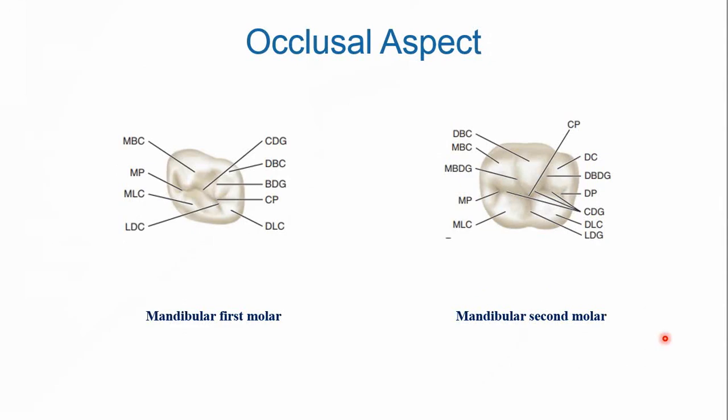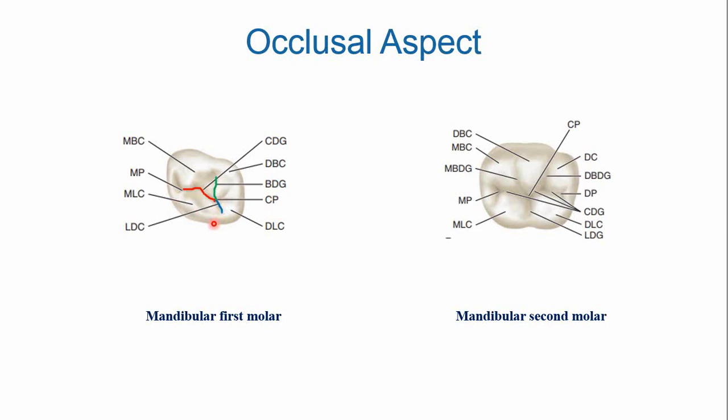So examining the primary mandibular molars from the occlusal aspect, this is the mandibular first molar and this is the mandibular second molar. You can notice 4 cusps. This is mesiobuccal, distobuccal, distolingual, and the largest, mesiolingual cusp. The mesial cusps are larger than the distal cusps. There is a central developmental groove, a buccal developmental groove separating the 2 buccal cusps, and a lingual developmental groove separating the 2 lingual cusps.